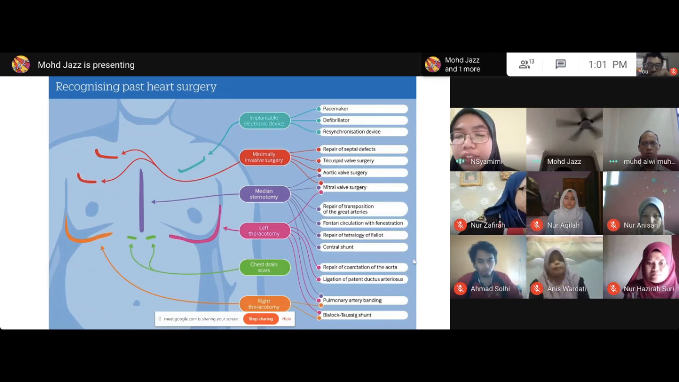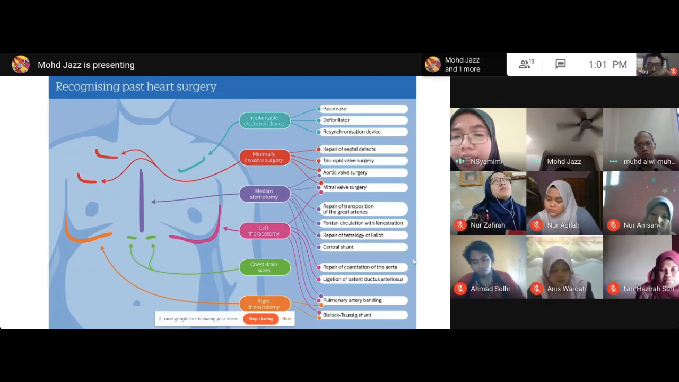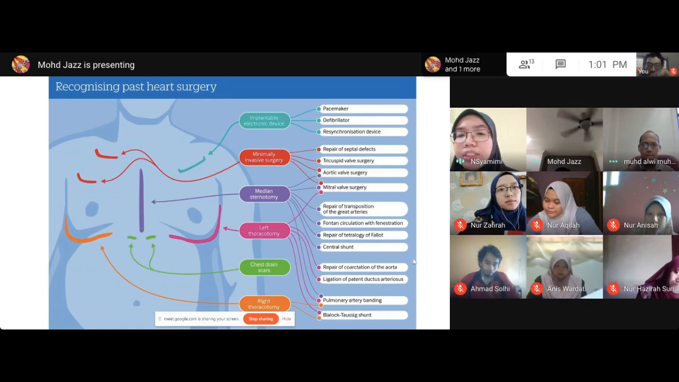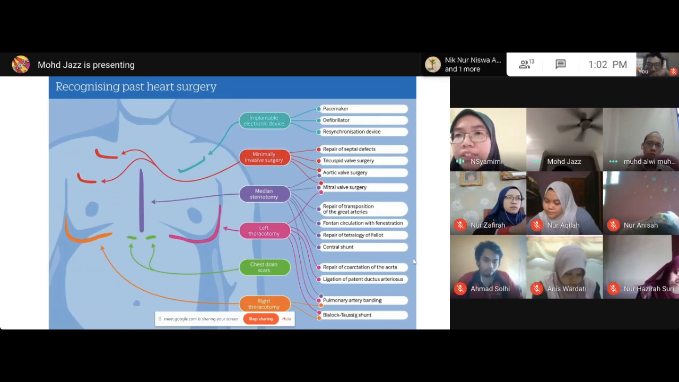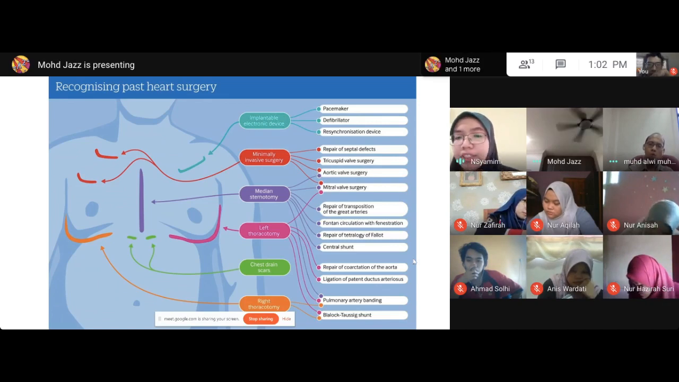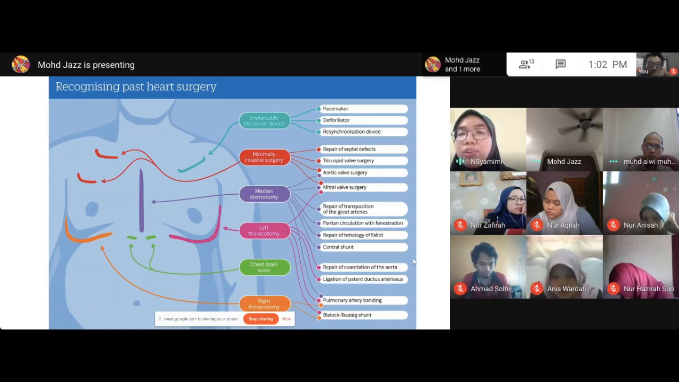For the median sternotomy scar, the indication, in what case we can do the median sternotomy incision, the first one is tetralogy of Fallot. In tetralogy of Fallot, we can do open surgery between 6 months and 2 years old. There are two types of surgery in tetralogy of Fallot, palliative surgery or corrective surgery. Palliative surgery is done before the corrective surgery, and is indicated in patients who have a complex form of tetralogy of Fallot. In palliative surgery, we do the modified Blalock-Taussig shunt, BT shunt, in which we make a shunt between the subclavian artery and the pulmonary artery in order to bypass the heart.